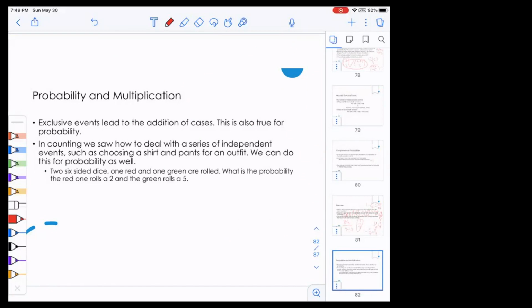So two six-sided dice, one red and one green, are rolled. What's the probability that the red one rolls a 2 and the green one rolls a 5? So here we're going to calculate the probability for each die. For the red one, the probability that it's a 2 is 1 out of 6. And for the green one, the probability it rolls a 5 is also 1 out of 6. So we multiply these together and we get 1 out of 36.